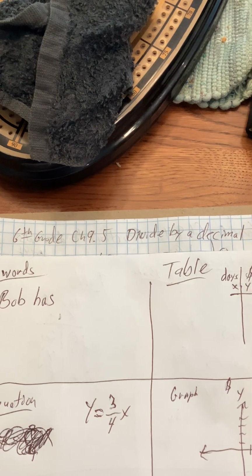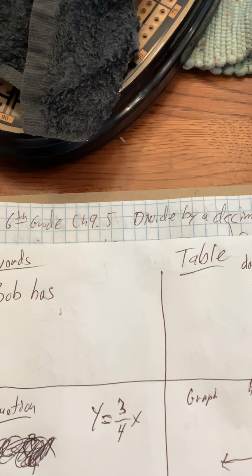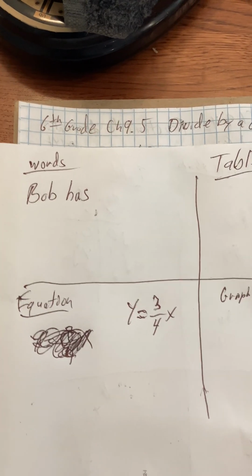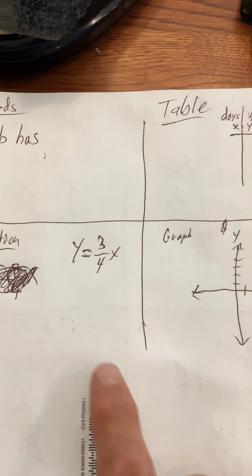We're doing 9.5, dividing by decimals. It's on pages 200 and 201. Let's do an easy proportional thinking Bob problem. This time I'm starting off with the equation.